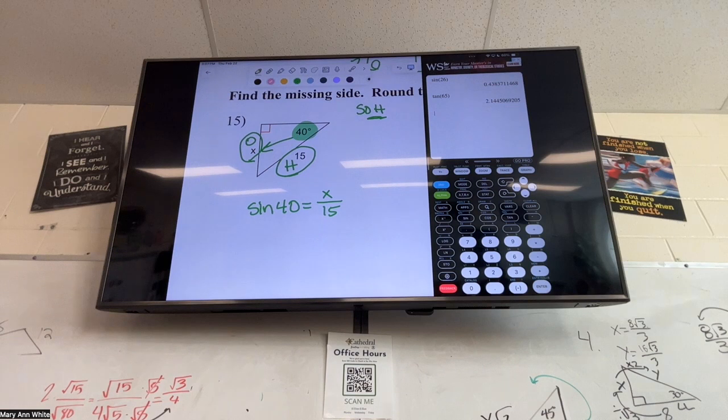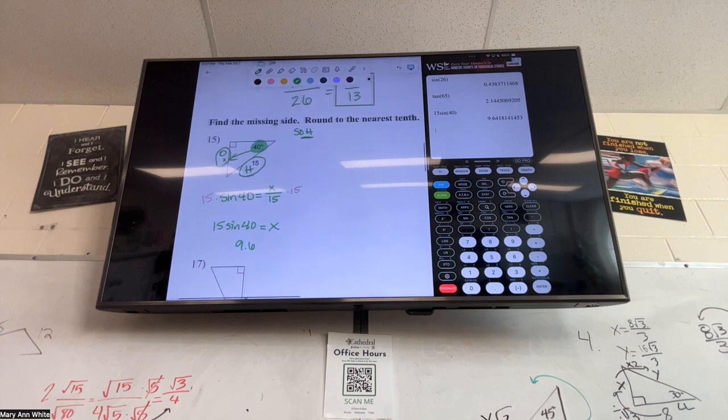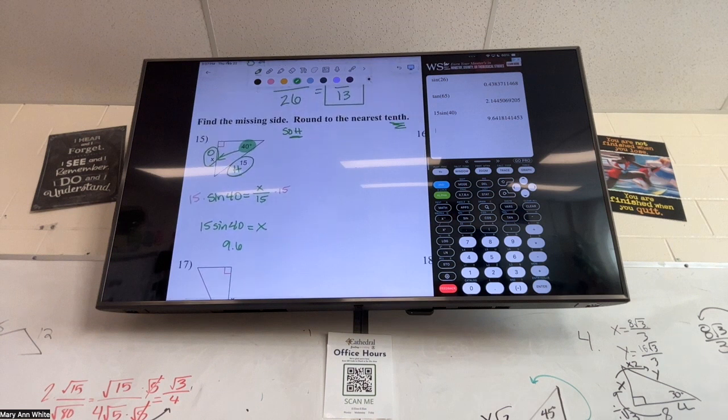So let's get rid of this. Let's get the X by itself. What do I need to do to get X by itself? Multiply by 15 on both sides. So I've got 15 sine 40 equals X. Then what do I do? Put it in the calculator. 15 sine 40, and I get 9.6. These say round to the nearest 10th, which is just 1 place after the decimal.